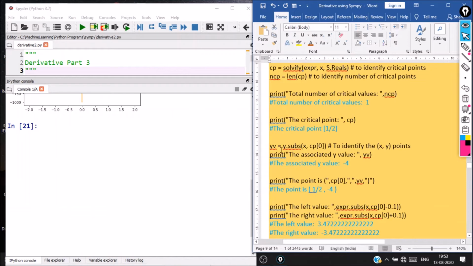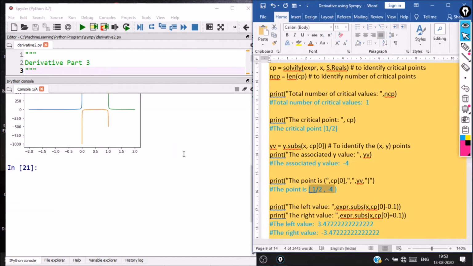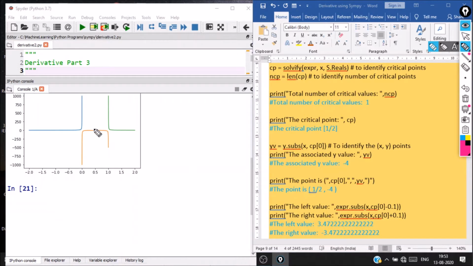Okay, and we can identify the xy point where that particular point is there. So the associated value is 0.4. So that means the point is 1/2, 0.4. If you see, this is the point, 1/2 comma 0.4. So this is our x value and this is our y value.